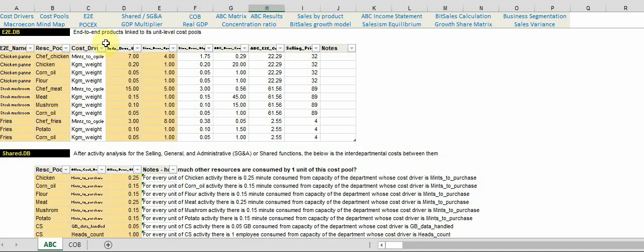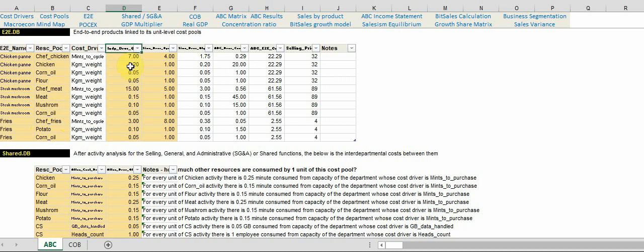End-to-end products are the ultimate products to the customer, linked to their direct cost pools or the unit level cost pools. Our restaurant has 3 end-to-end products. They are chicken paneer, steak mushroom, and fries. These 3 products are our only products in this example.